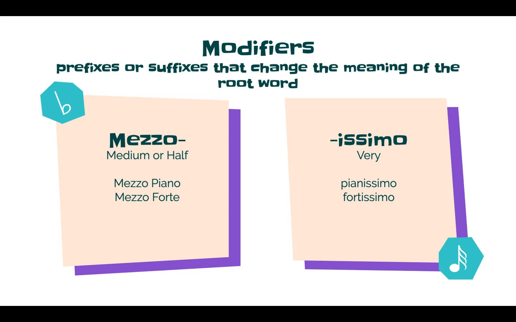The suffix issimo means very when added to a word. So pianissimo means very quiet, and fortissimo means very loud.